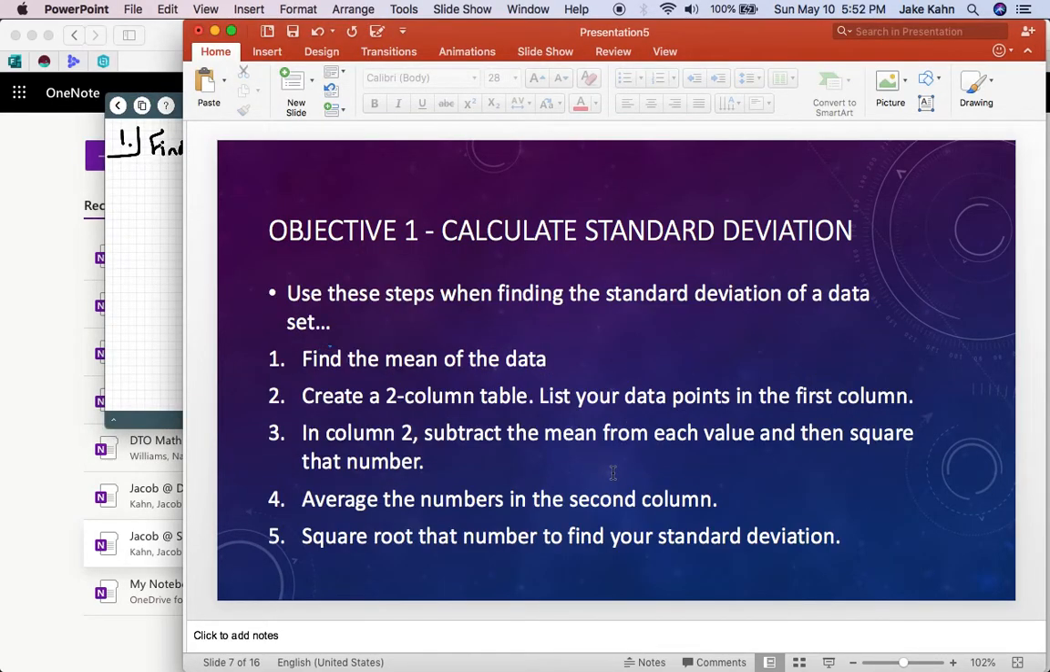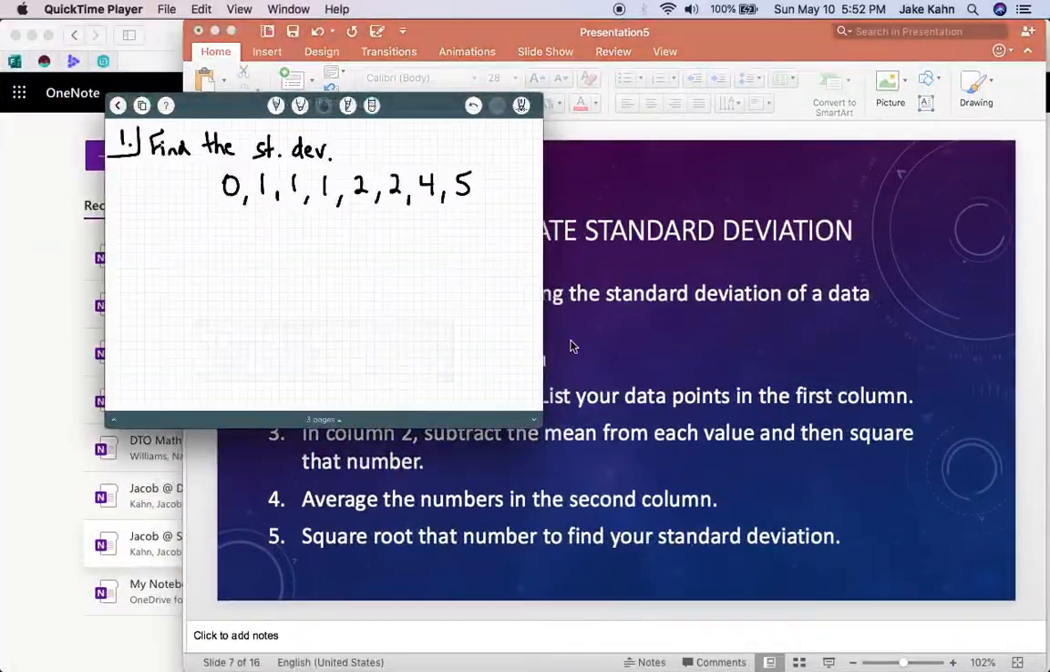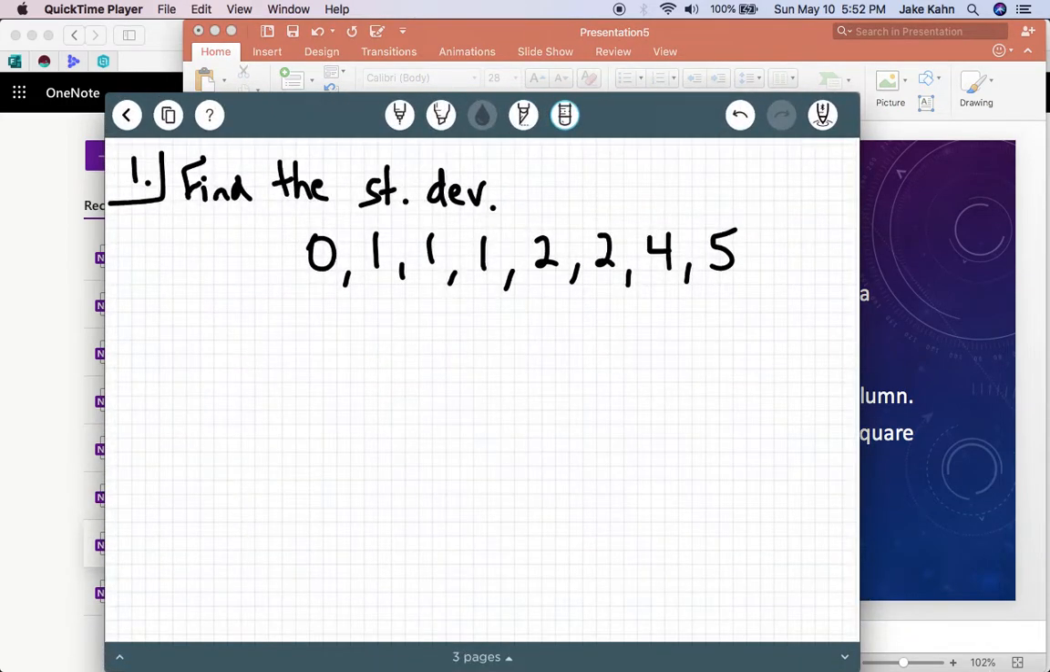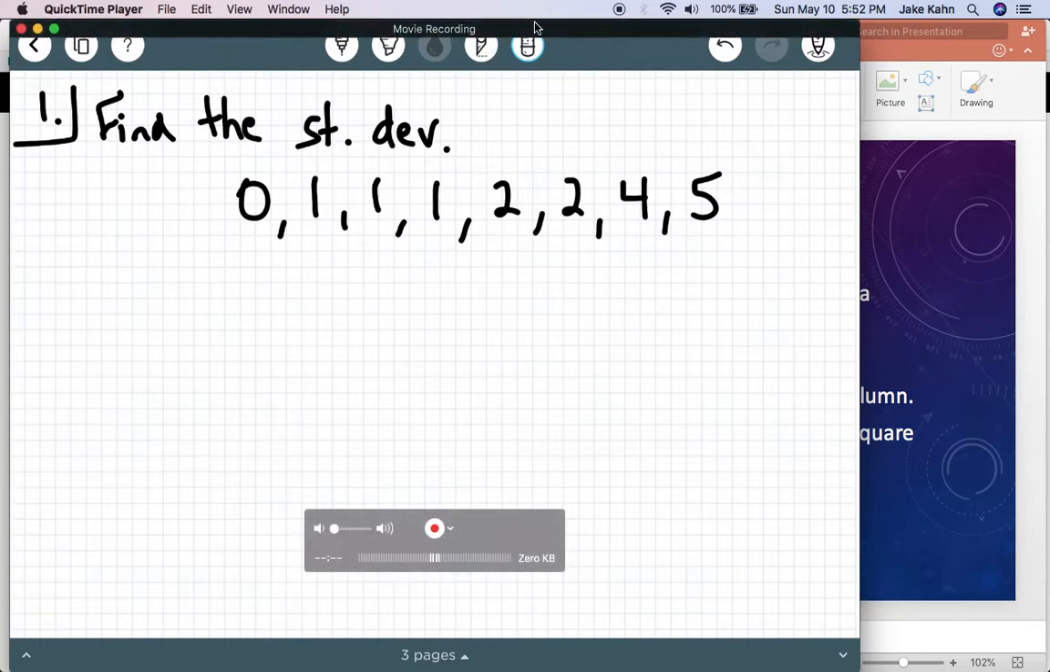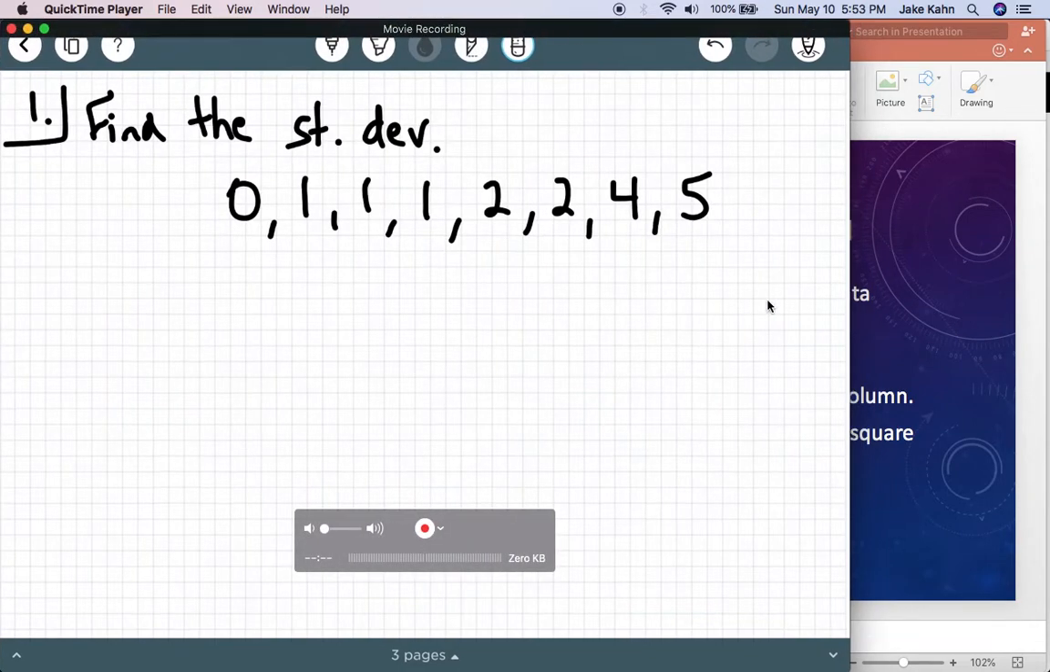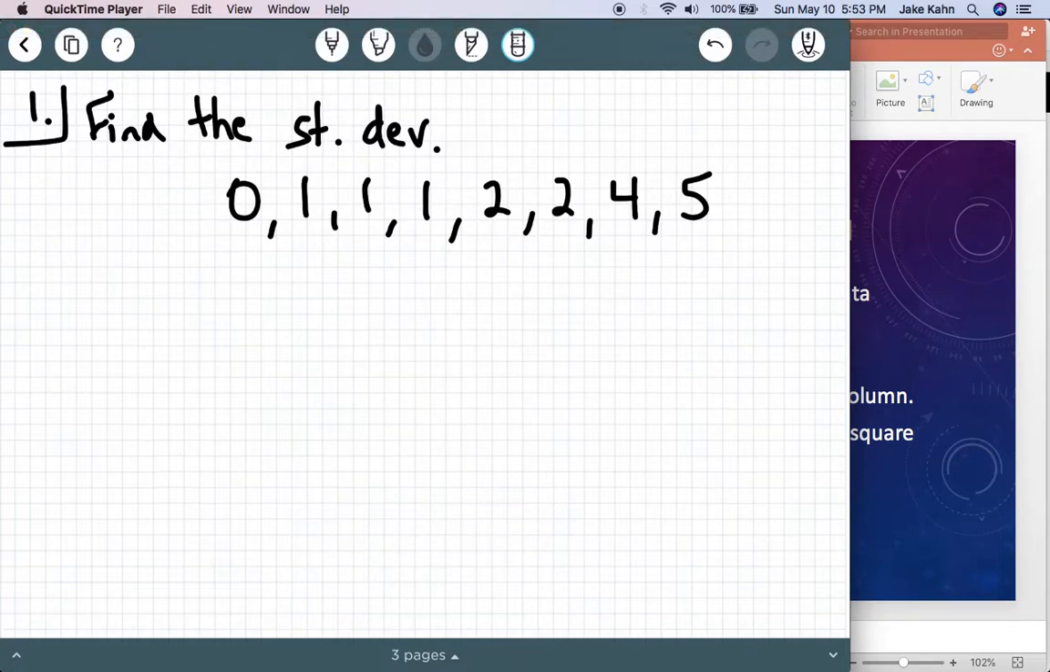And I'm just going to get these steps out because I'm going to be looking at this every once in a while. All right. So here it says, find the standard deviation, and we have a list of points. All right. So 0, 1, 1, 1, 2, 2, 4, and 5.